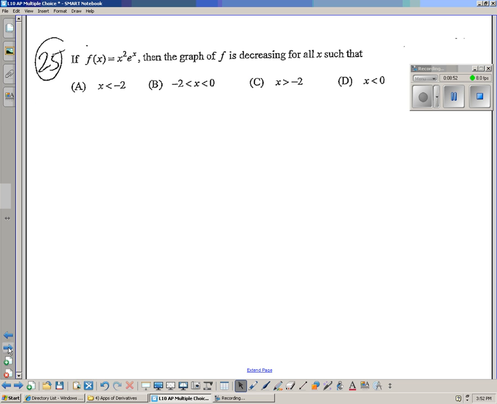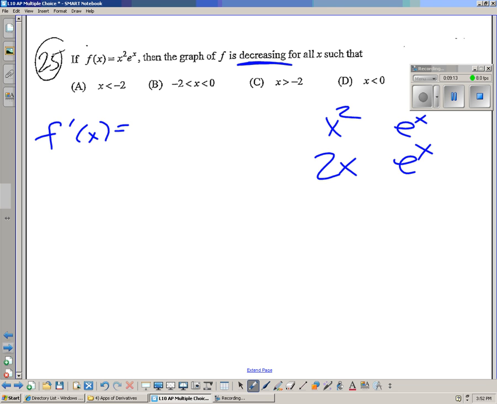Number 25. If f of x is x squared e to the x, then the graph of f is decreasing for all x such that... Again, when we're talking about decreasing behavior, we're looking at f prime. We have x squared times e to the x, so we'll set up a product rule. The derivative of x squared is 2x. The derivative of e to the x is e to the x. So we get the derivative to be x squared e to the x plus 2x e to the x. Now we have this function, and I want to find out the critical values.